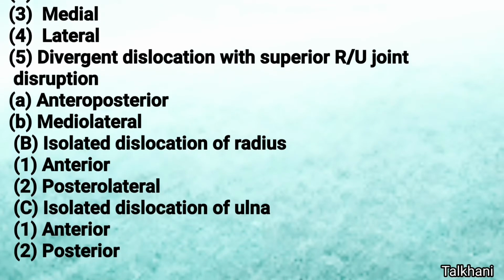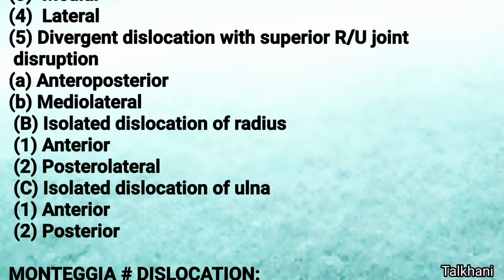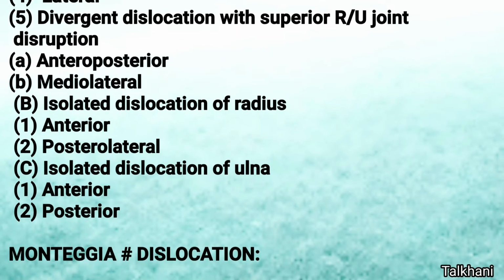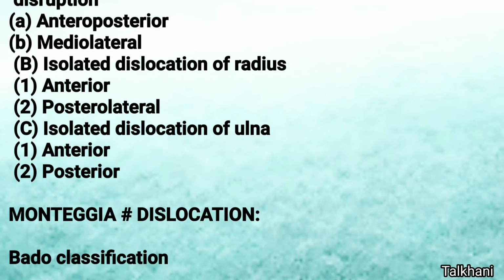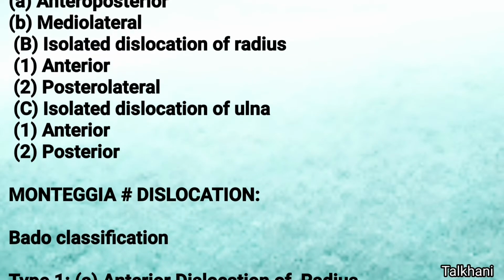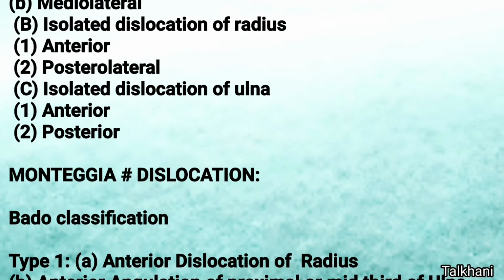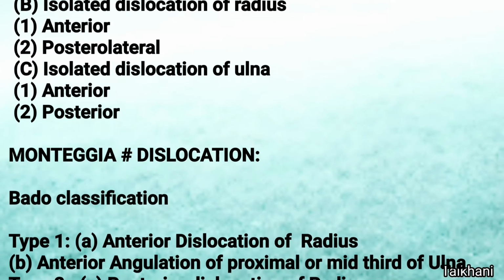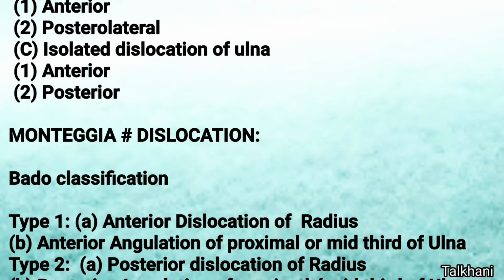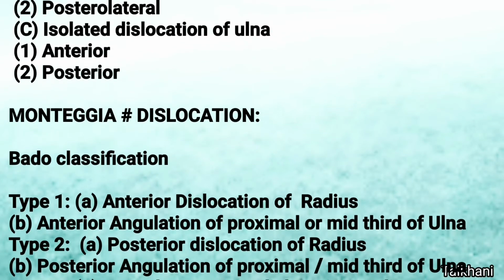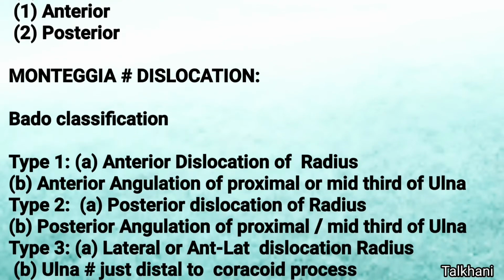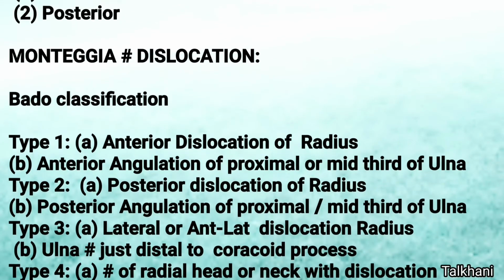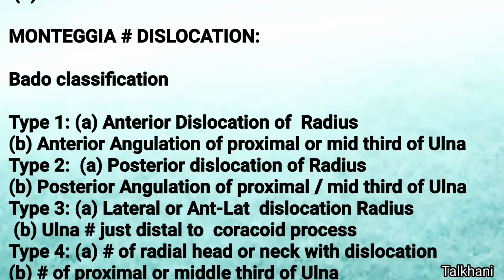Monteggia fracture dislocation, Bado classification type 1 to type 4, has 2 components to each type, which has been described earlier. Radial head fractures classification by Mason. Grade 1, undisplaced segmental fracture. Grade 2, displaced segmental fracture. Grade 3, comminuted fracture. Grade 4, comminuted fracture associated with elbow dislocation.